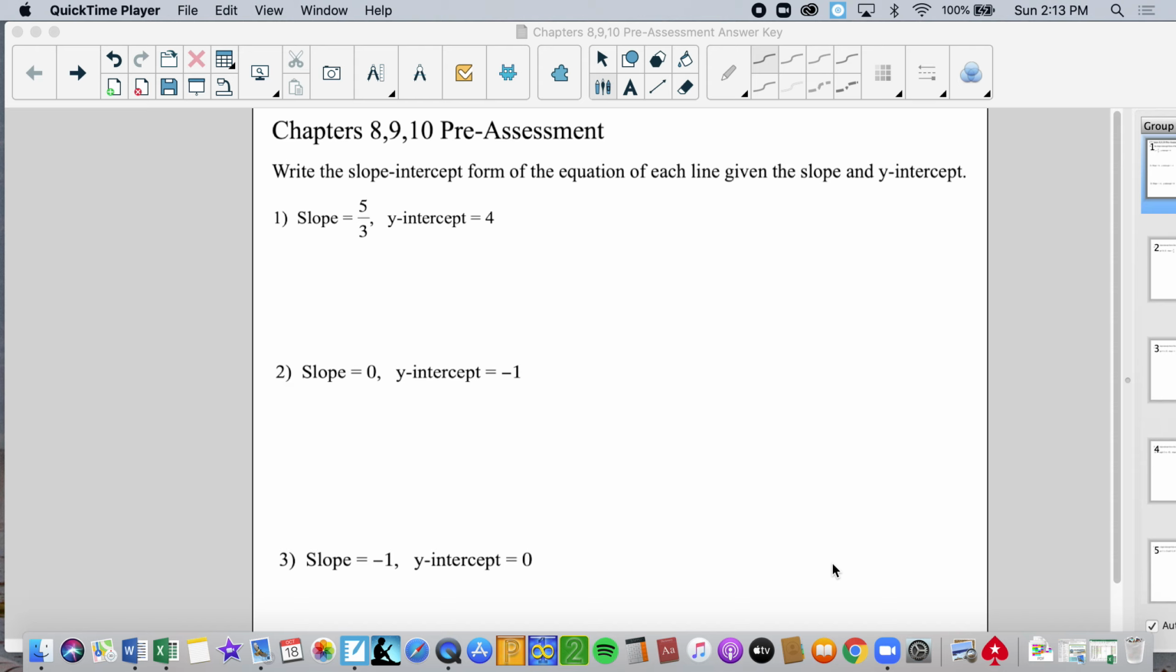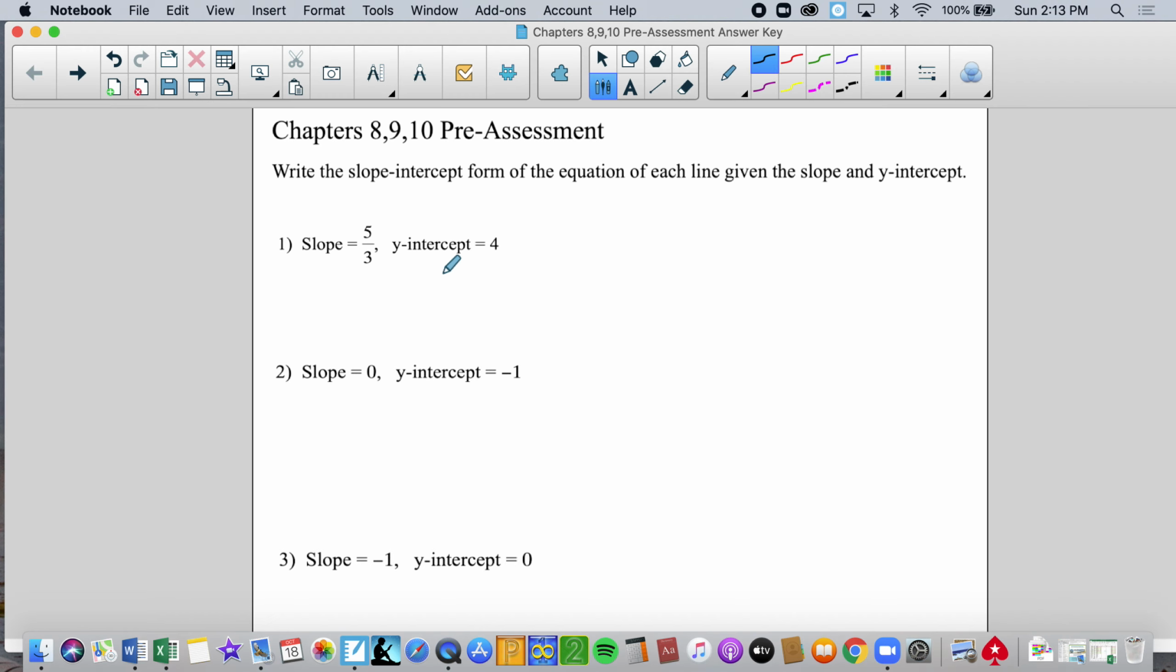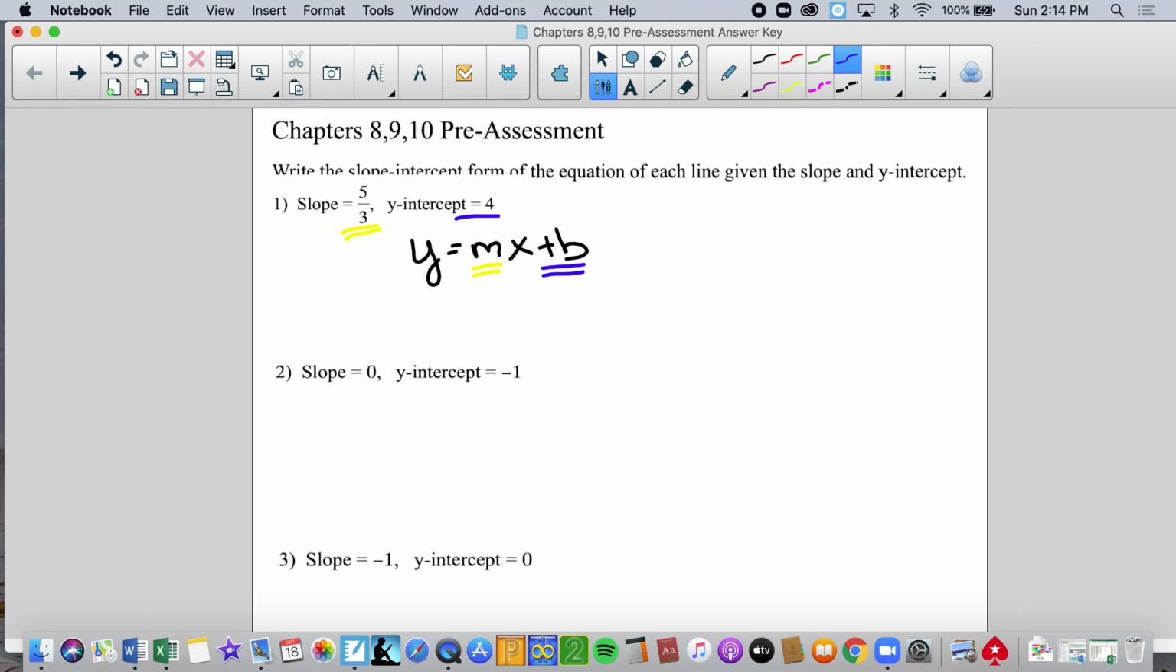So when they give you the slope and the y-intercept, that's pretty straightforward. Remember, slope-intercept form is in the format y equals mx plus b. We know that the slope represents the m, the y-intercept represents the b, so this equation now becomes y equals 5/3 x plus 4.